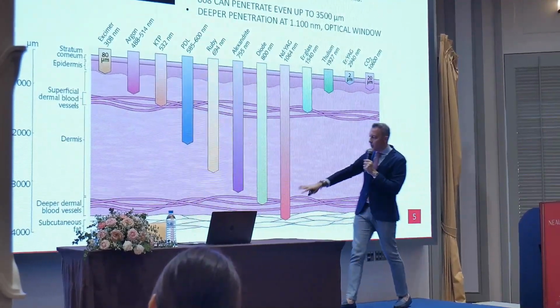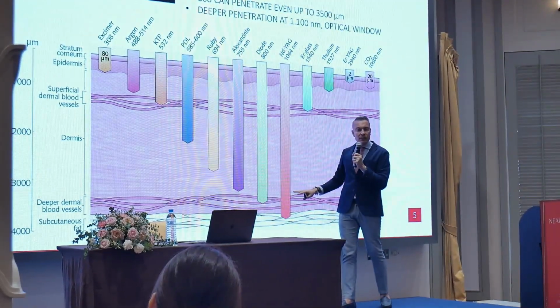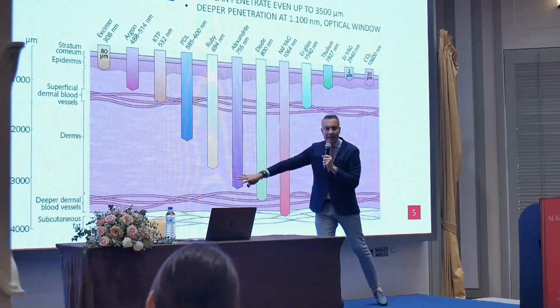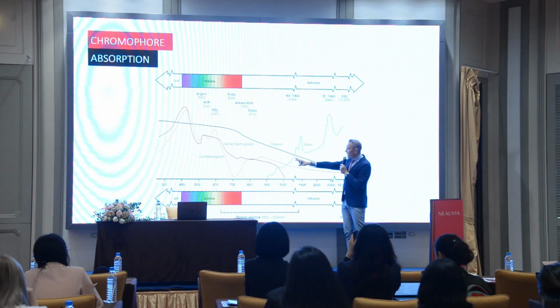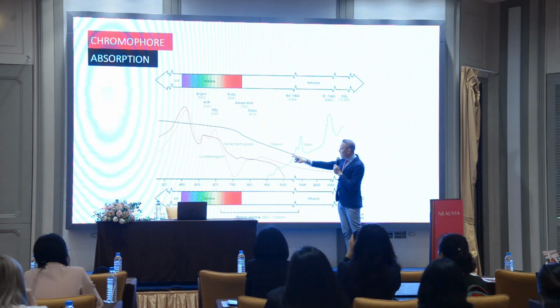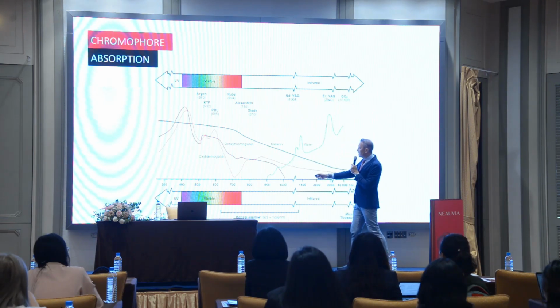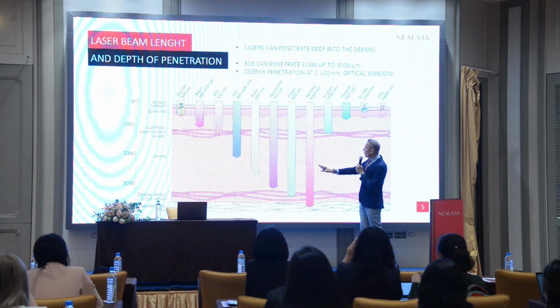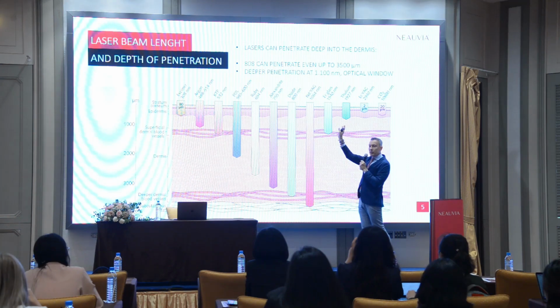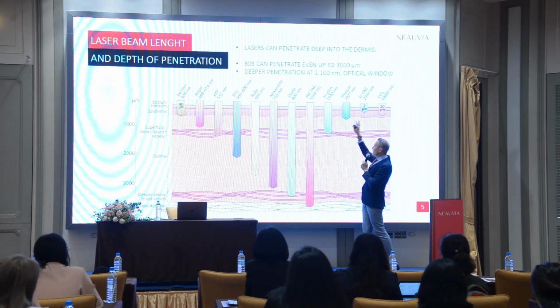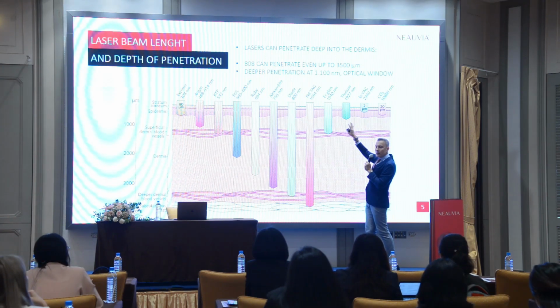If we want to go deep, so hair removal, vascular lesions, we have to use the lasers working in this area. Water is starting to be the prevalent chromophore around 1,200 nanometers. So it makes sense that whenever we have water absorption, we are more superficial. So these are all the lasers working on the skin.